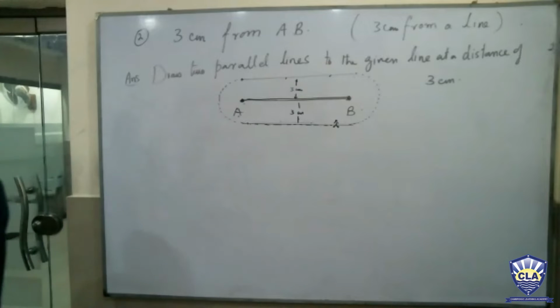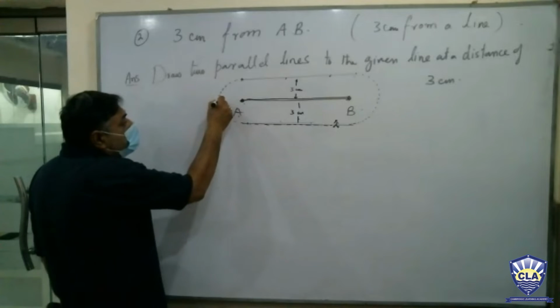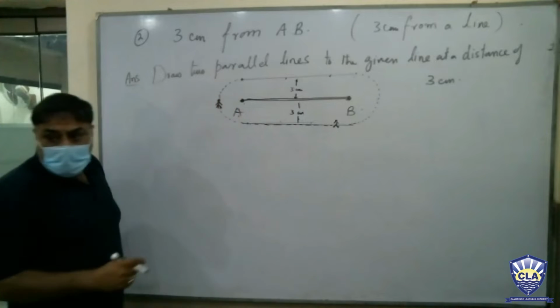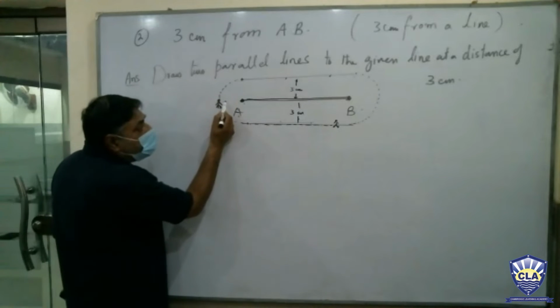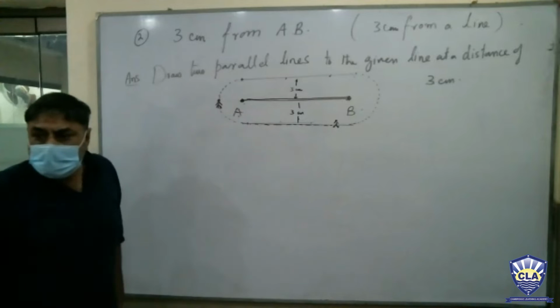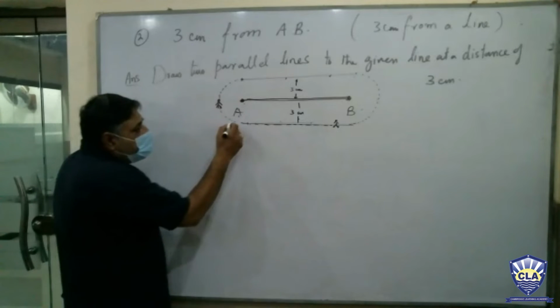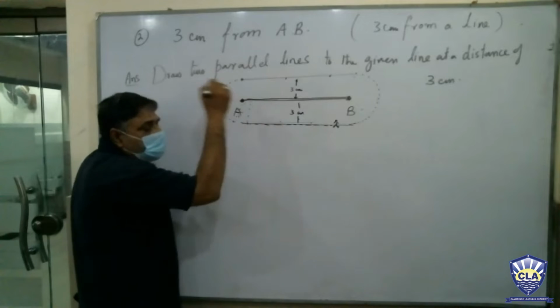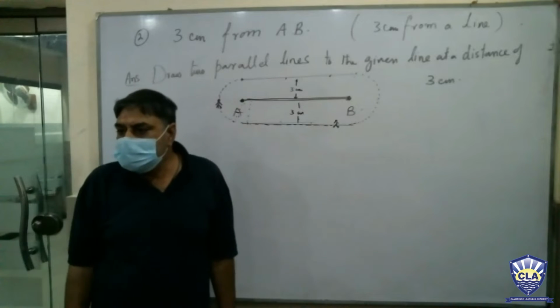At the edge of the line, we have a point. So he said 3 centimeters. He said 3 centimeters from that line. It means that from this edge, you may be away from 3 centimeters. At this point, Khalil is standing and said, yes, I am 3 centimeters from A. At this point, 3 centimeters from A, 3 centimeters from this line. Okay.